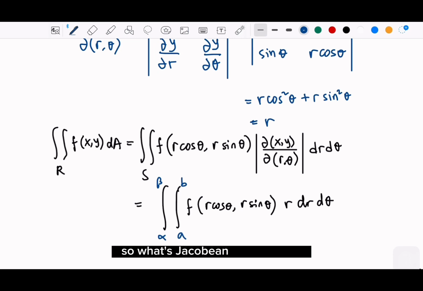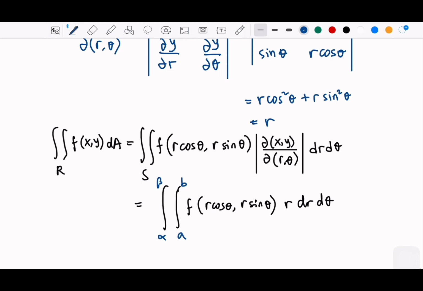So what the Jacobian can really do is help us compute multiple integrals. If we know some relations, we can use them to simplify our formula, and then the Jacobian can really be a helpful tool. Okay.